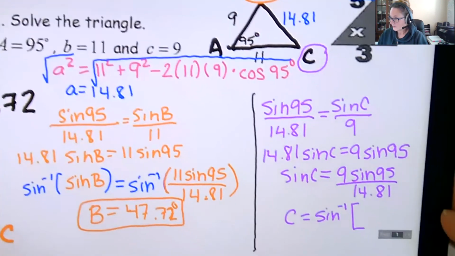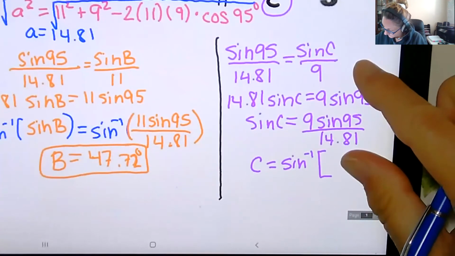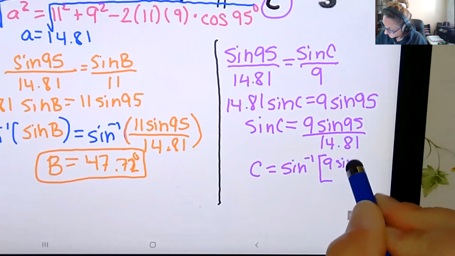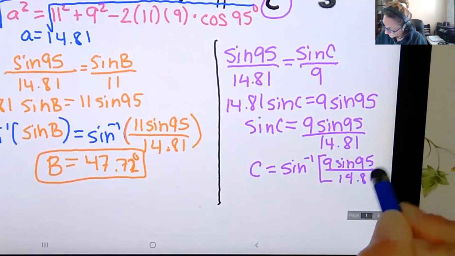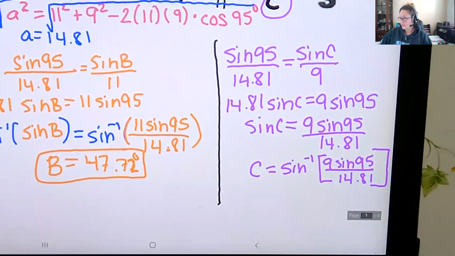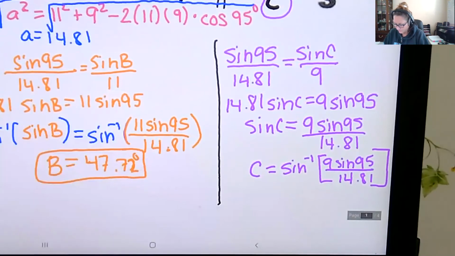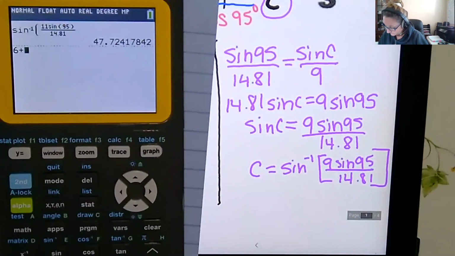Okay, so we'll just move this over. See if I can move it up away from that page number. Okay, so 9 sine 95 over 14.81. Can't write my fours today. And I'll put that into my calculator. And now, let me see if I put this here, if I can actually have it flat without changing everything.